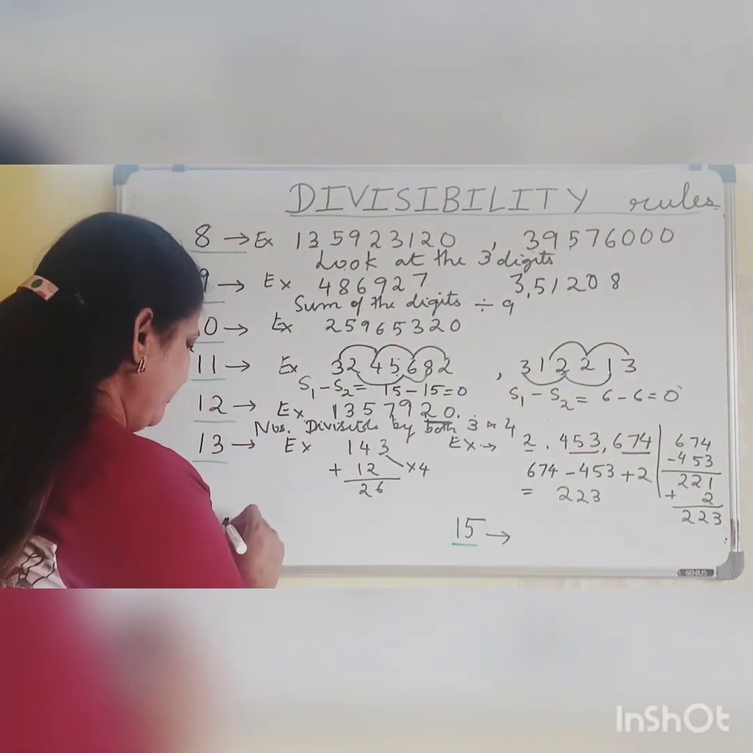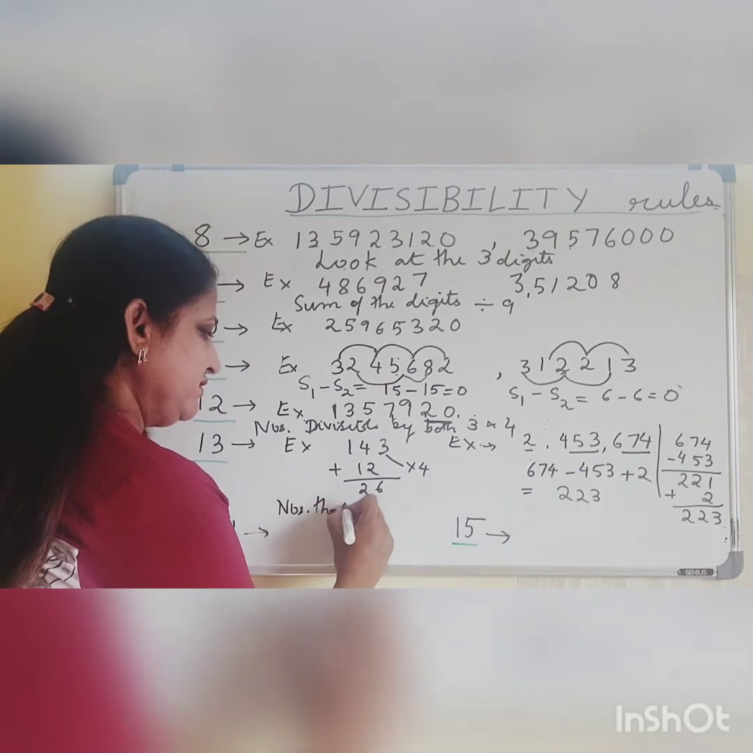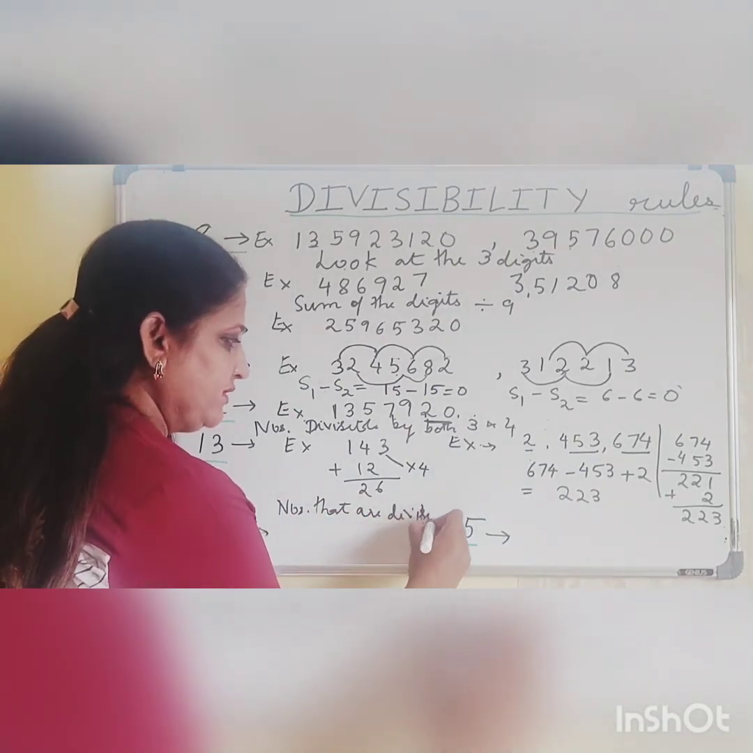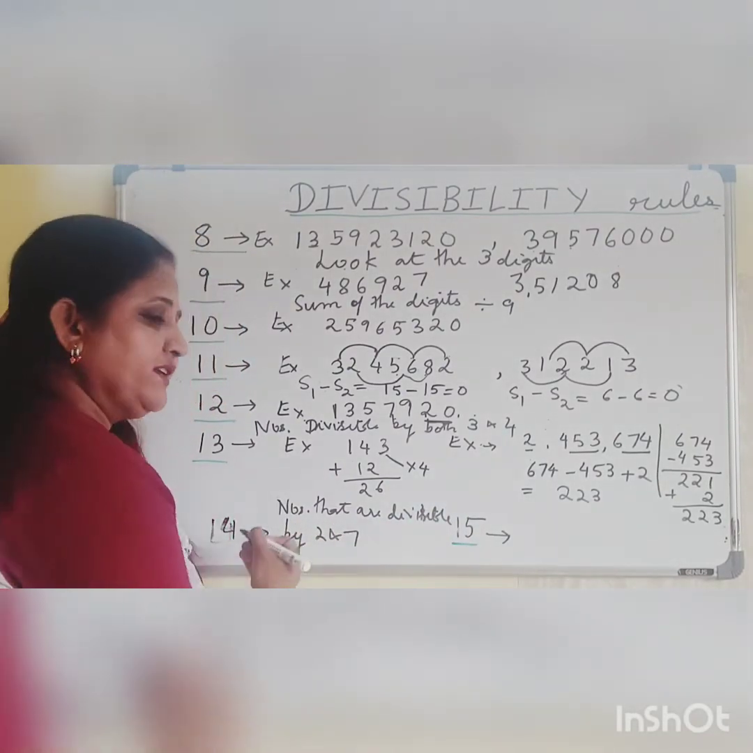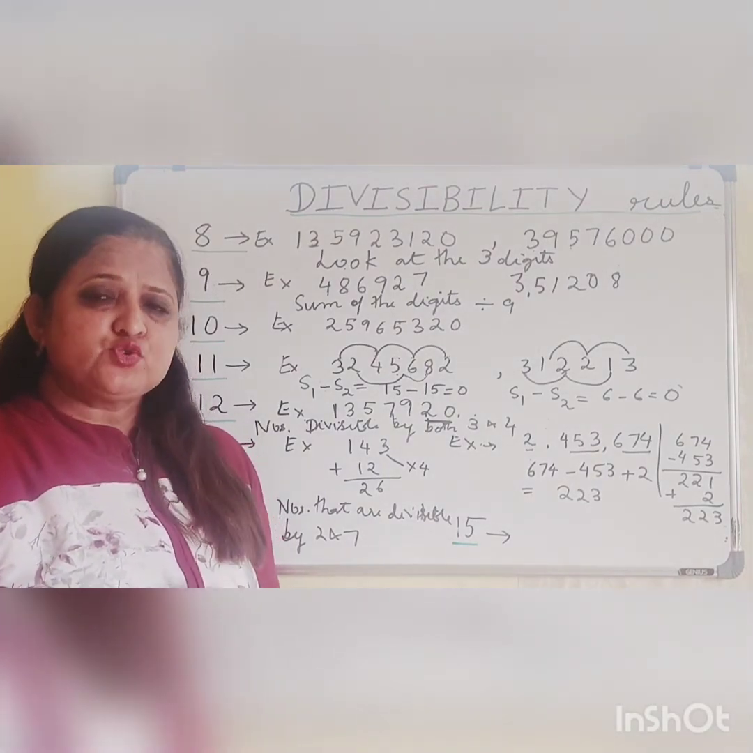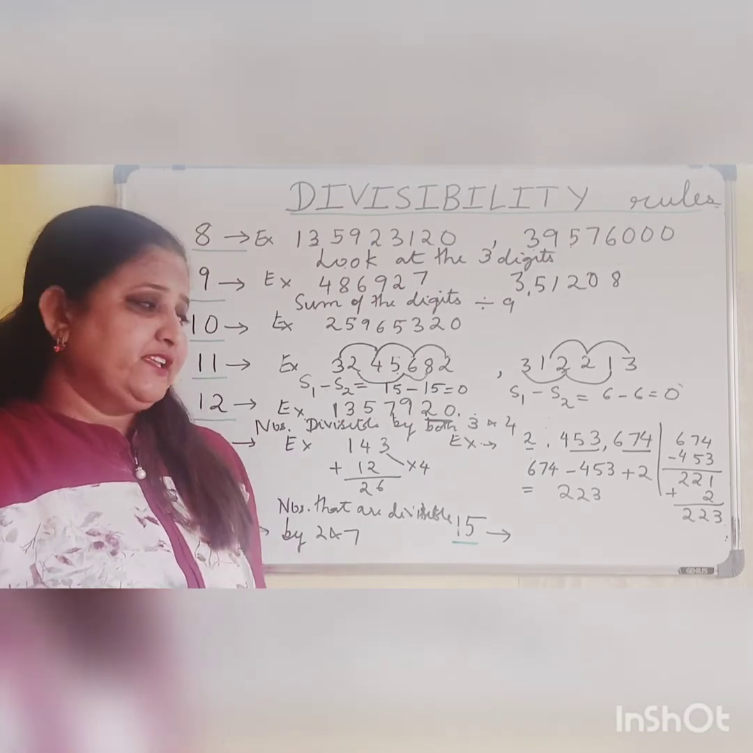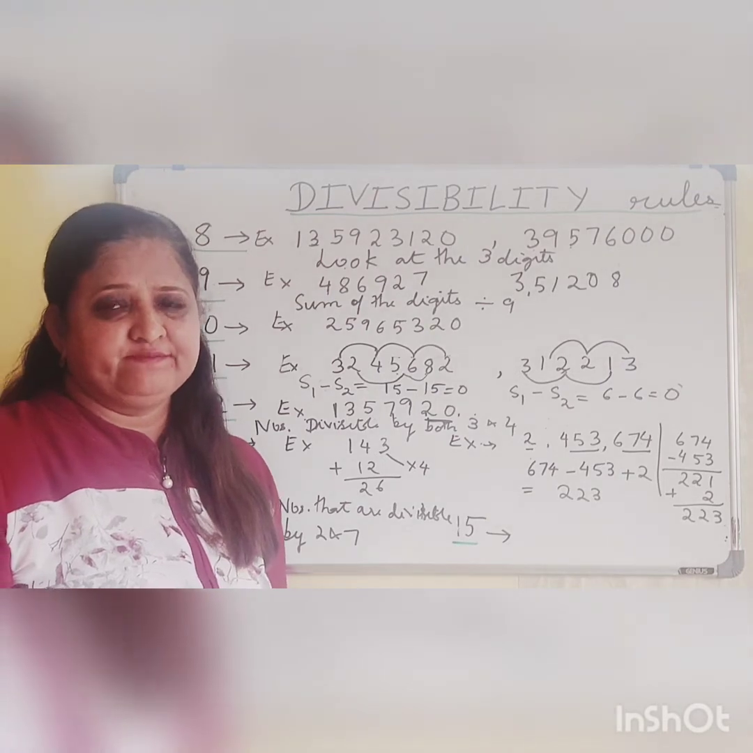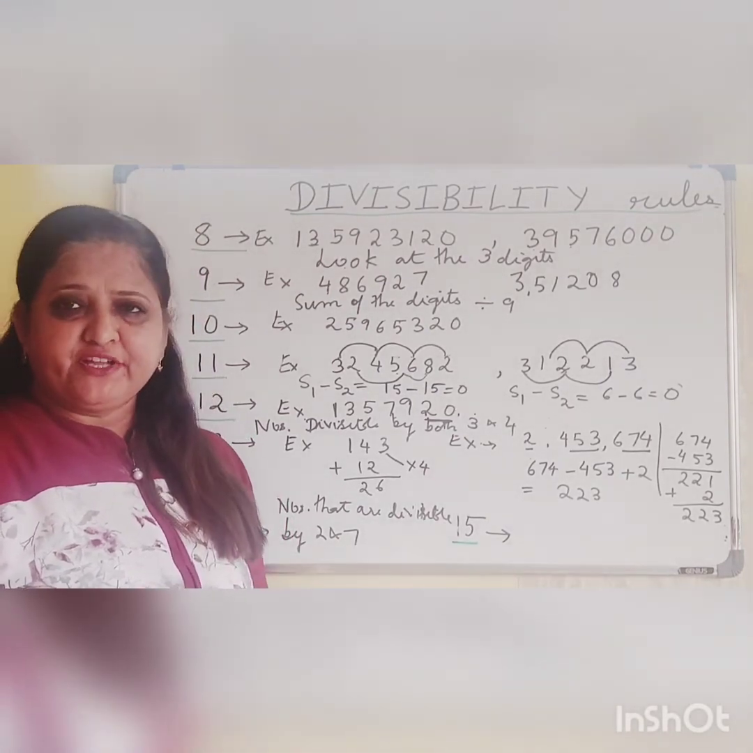Next, divisibility rule of 14 and 15. All the numbers that are divisible by 2 and 7 will also be divisible by 14. Why? Because 2 times 7 gives us 14. 2 and 7 both are prime numbers and 2 times 7 gives us 14. So any number which is divisible by both 2 and 7 will also be divisible by 14. Clear?